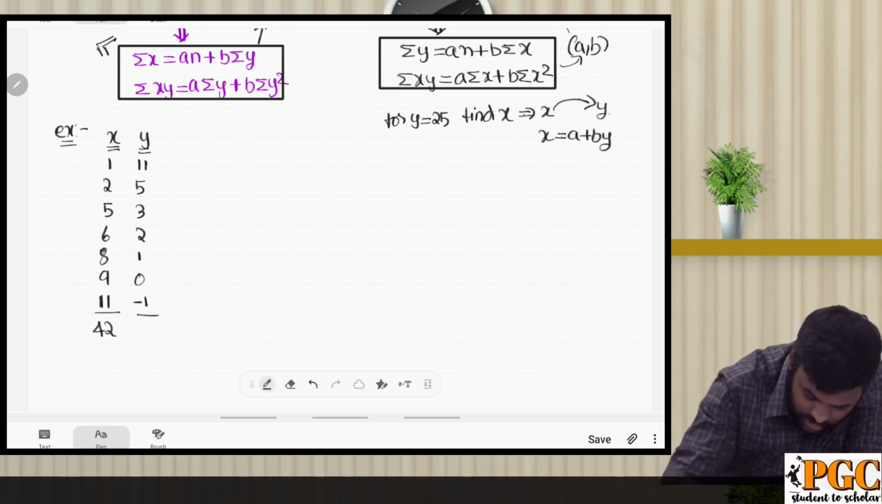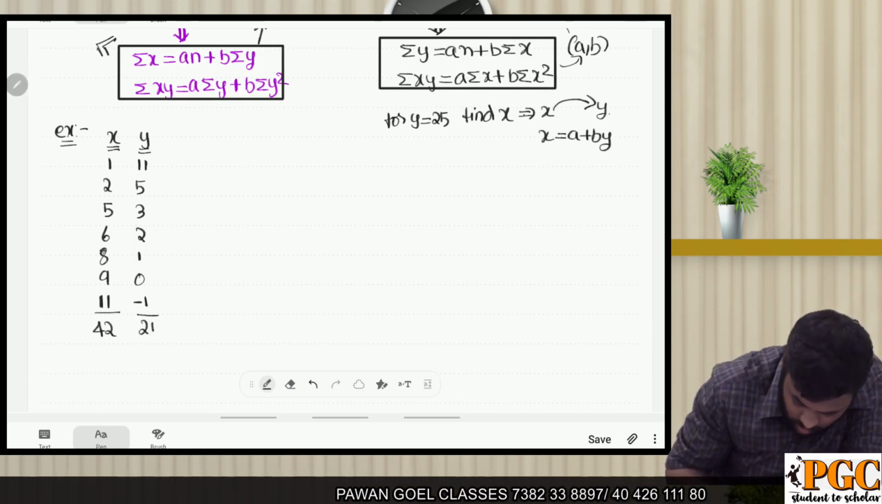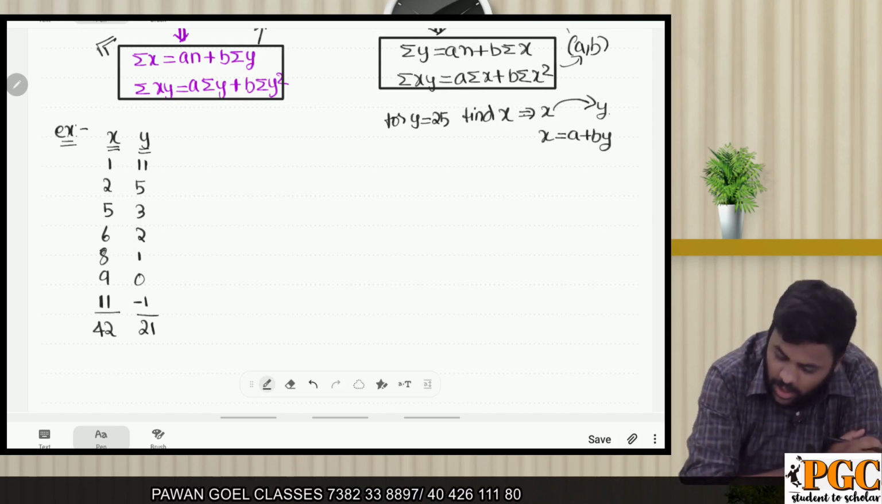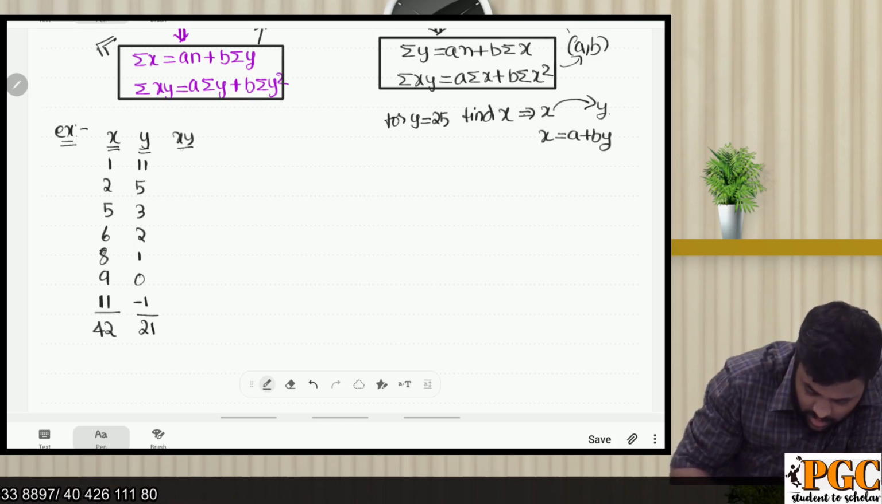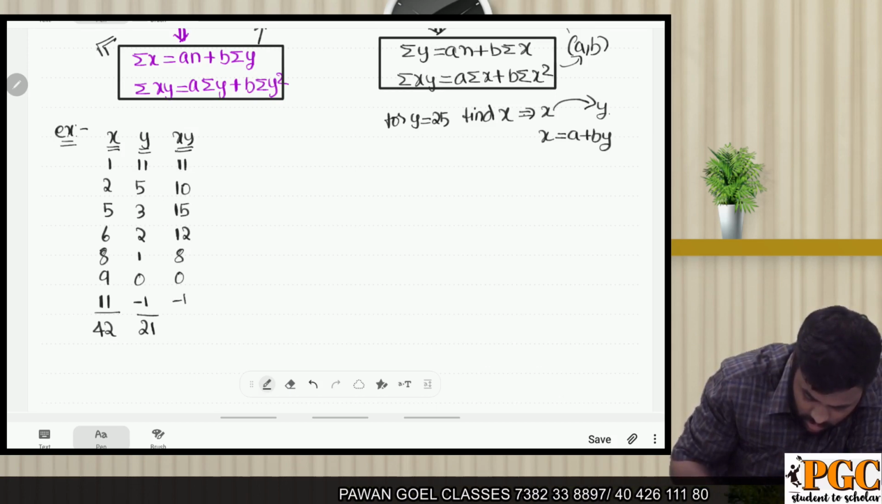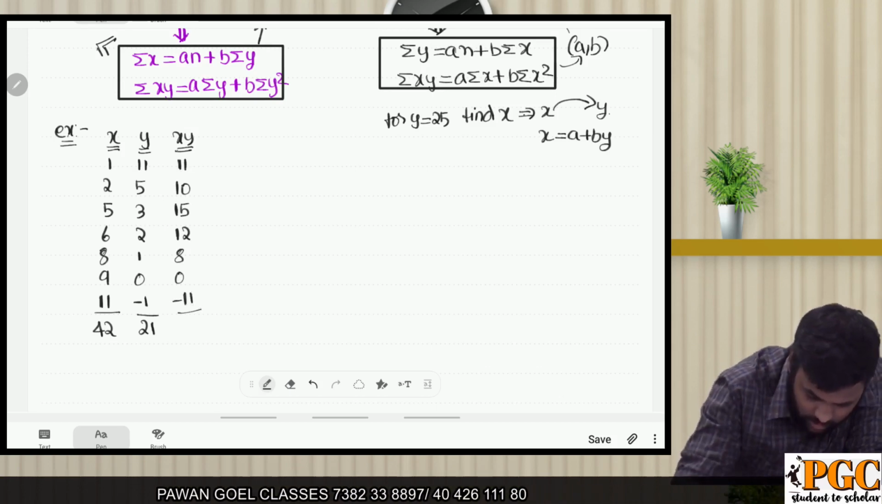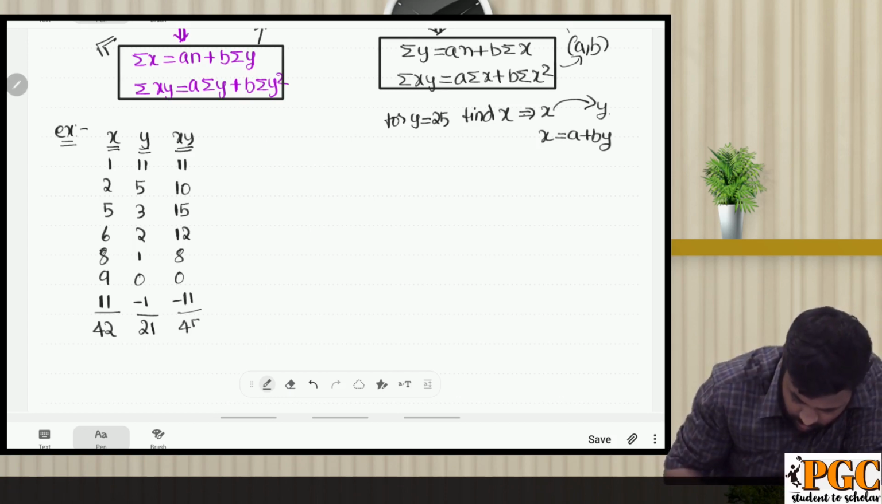Now summation of y is supposed to be 21. Okay, now we are supposed to even compute summation of xy. 11 into 1 is 11, 5 into 2 is 10, 5 into 3 is 15, 6 into 2 is 12, 8 into 1 is 8, 0, minus 11. So what is the value, my dear friends? It is supposed to be 45.